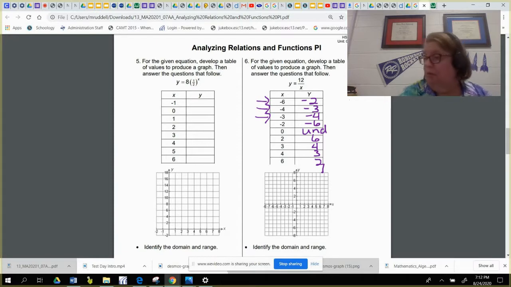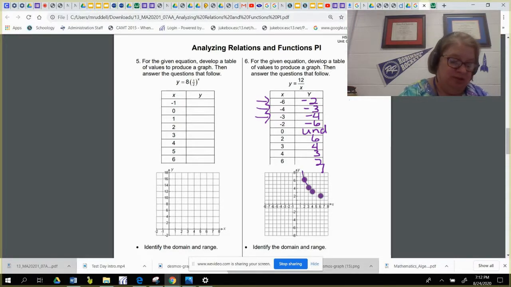That graph ended up, we had 2, 6, 3, 4. I keep looking to the side because that's where my answer key is, because I can't see everything. I guess I could look here. 4, 3, 6, 2.